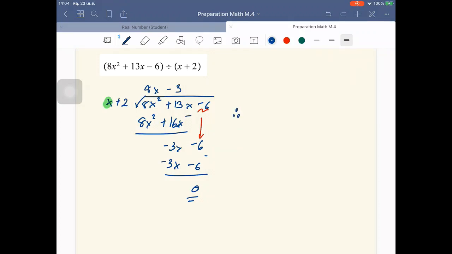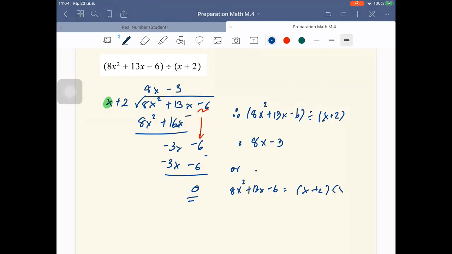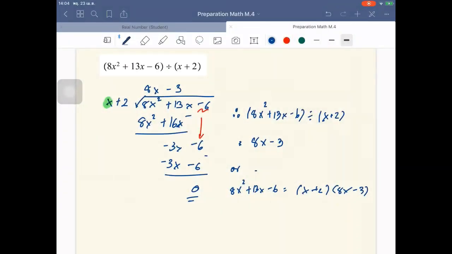So you can conclude that the answer, after this polynomial is divided by this, will be 8x minus 3, or 8x squared plus 13x minus 6 equals x plus 2 times 8x minus 3. You can write it in either form. Okay, I'll give you a minute to copy this note.